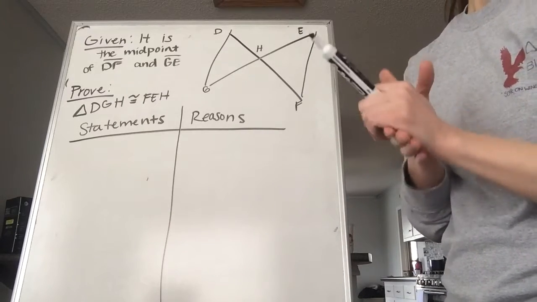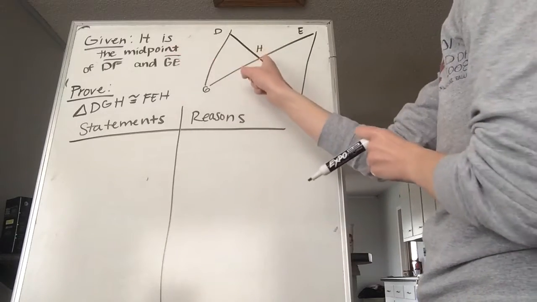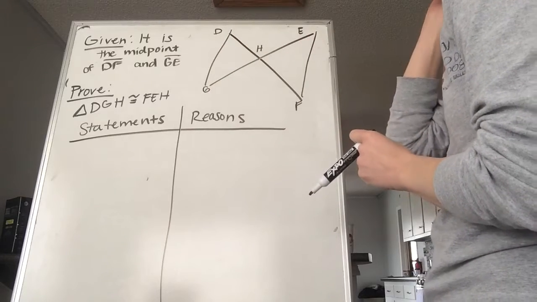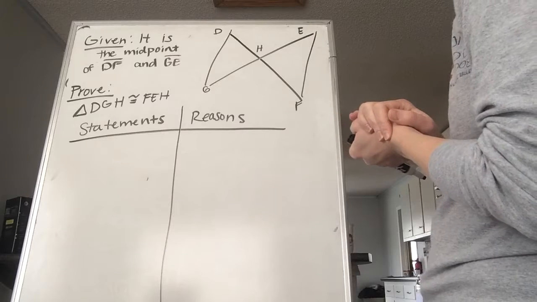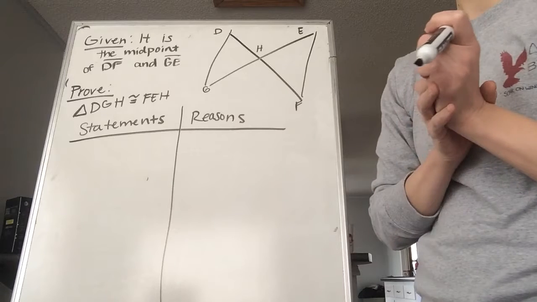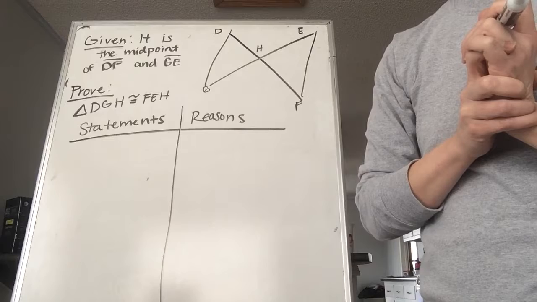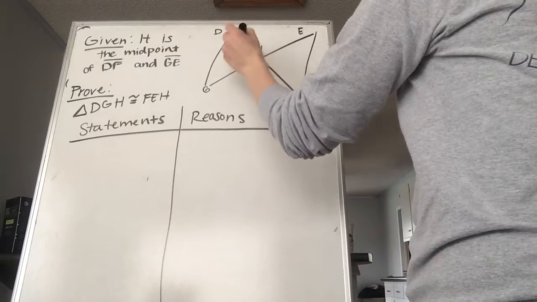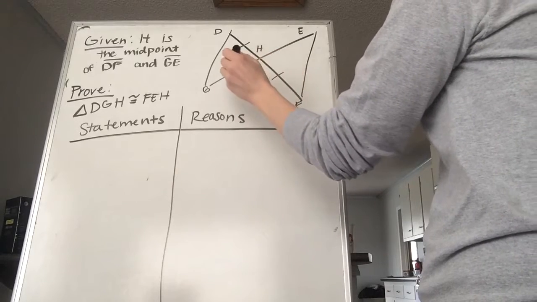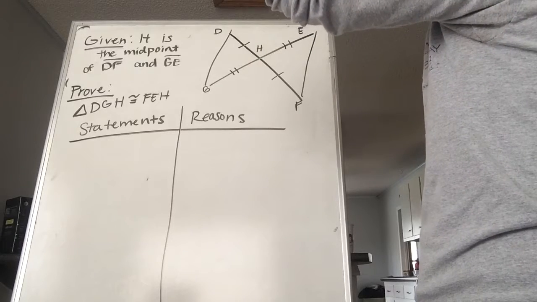Okay, so here we have our figure, our given, and what to prove. Our given is that H is the midpoint of line DF and line GE. And we need to prove that triangle DGH is congruent to triangle FEH. Okay, so if H is the midpoint of D and F, we know that this and this are congruent. And if it's the midpoint on GE, then that means this part and that part are congruent to one another.